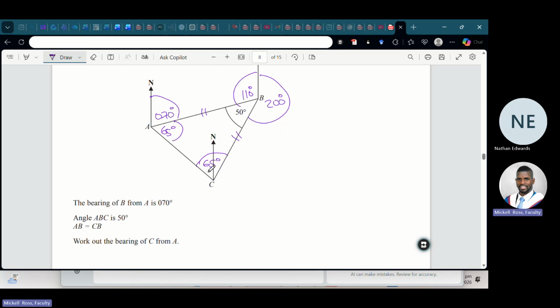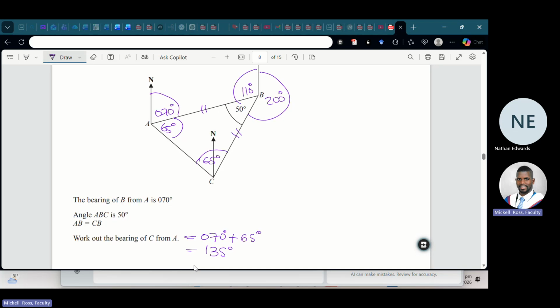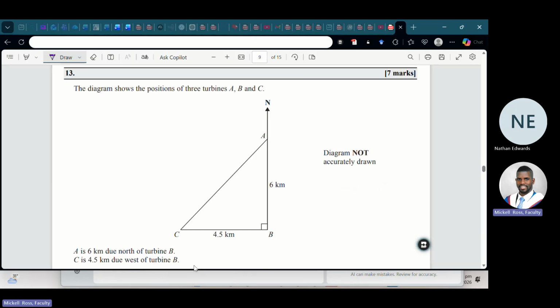It says work out the bearing of C from A. So C from A is measured from the north in a clockwise direction all the way down to this line. If I am at A, how far do I need to turn my head so that I'm looking at C? That's what they're asking. That's going to be equal to 070 plus the 65 degrees, which is equal to 135 degrees. That's the bearing of C from A. The measurement is taking place at A because A comes after the word from. That's it for that question.